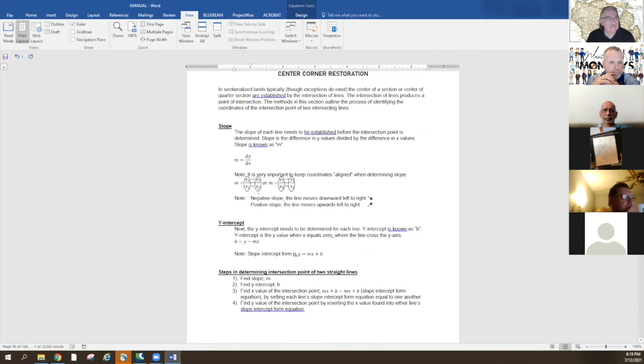It's very important, when you're finding those slopes, to keep your points organized. If you're pulling your deltas for this point first, then pull them first for the X as well as the Y. I explain that in the book too. Just keep them all lined up. It doesn't matter which way you do it. You can start with this point and subtract this point, or this point and subtract that point. Just keep everything lined up.